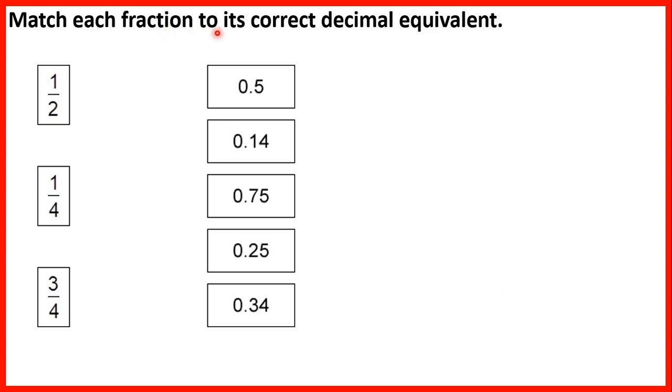Match each fraction to its correct decimal equivalent. So we need to turn these fractions into decimals, and to do that we need to remember that after the decimal point, the first digit tells us how many tenths we have, and the second digit after the decimal point tells us how many hundredths. So we need to change these fractions into fractions which have a denominator of 10 or 100.